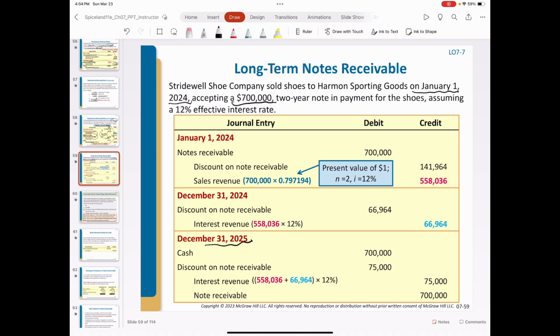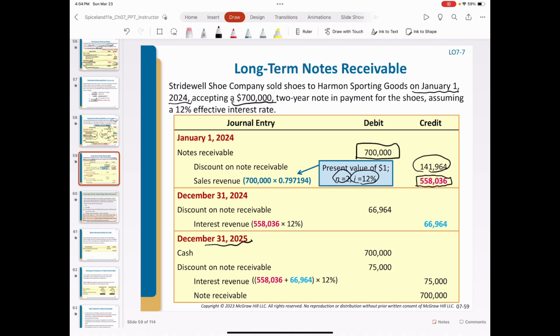That's a 2-year span. And since it is a non-interest-bearing note, we recognize notes receivable of $700,000. That's the future value of this cash flow. And then we calculate the present value of this $700,000, which is 2 periods, annual interest rate 12%, which you will see is quite a deep discount, right? So the discount on notes receivable is $141,964.